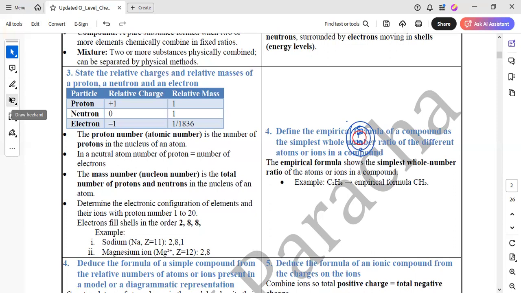The electron-filled shells are in the order of 2, 8, 8. In the first shell, there is a maximum of 2 electrons. In the second shell, there is a maximum of 8 electrons. In the third shell, there is a maximum of 8 electrons again. And the rest of the electrons will come in the last shell.